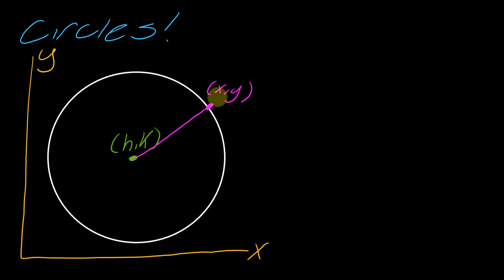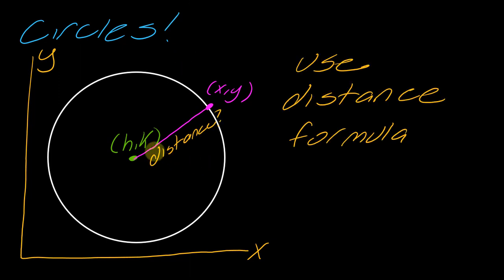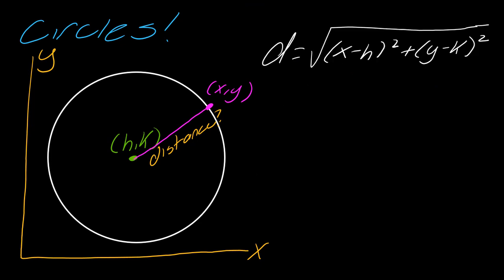Let's say that I have this random point (x, y), and I say to you, I want to know what this distance is. If you don't know what the radius is, you could say, well, if I know what (h, k) is and I know what (x, y) is, I could use the distance formula to figure that out. So I could bust out the distance formula, as you see here. And if I calculate this distance, it's really just the radius, right? So this distance here is still the radius.